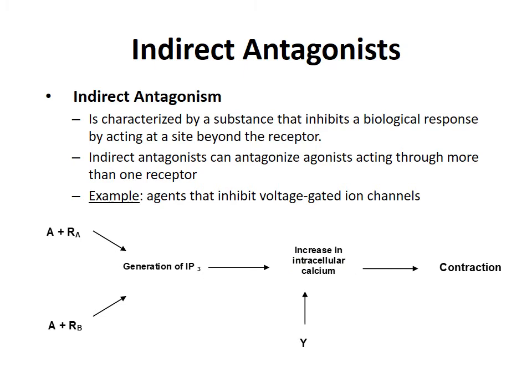So this Y here is supposed to represent this indirect antagonist. If we block, for instance, calcium channels, which were in the pathway much later than the receptor, that's called indirect. So we ultimately blocked the final outcome, which was contraction, but we didn't do it by blocking the receptor, we did it by blocking something that happened later on. So that's indirect antagonism.